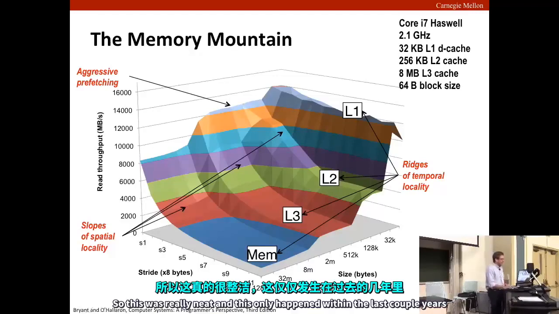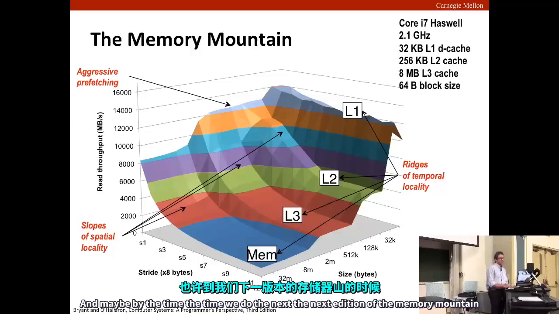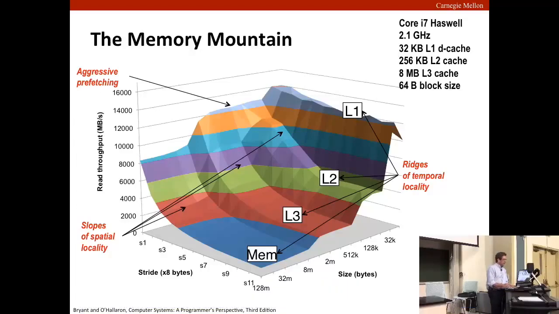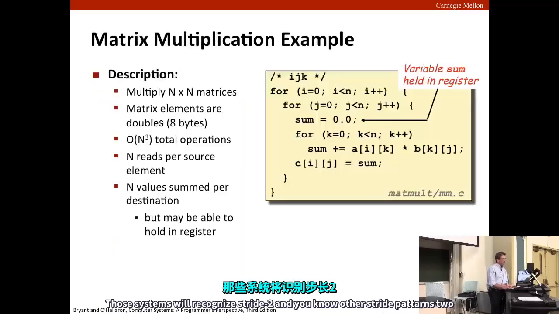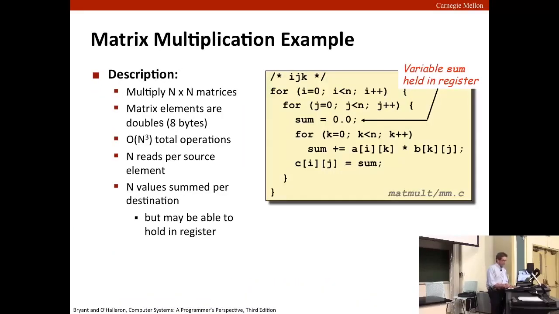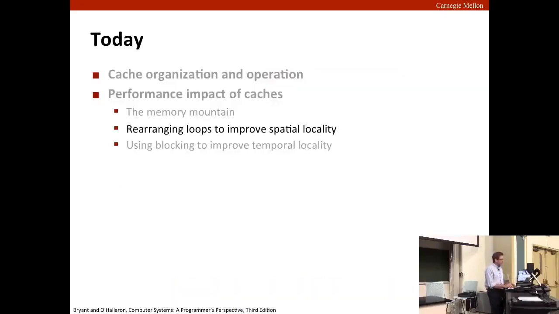So this was really neat, and this only happened within the last couple years. So the Intel engineers are always hard at work. And maybe by the time we do the next edition of the Memory Mountain, those systems will recognize stride 2 and other stride patterns too. But from this data, it appears that it's only recognizing stride 1.